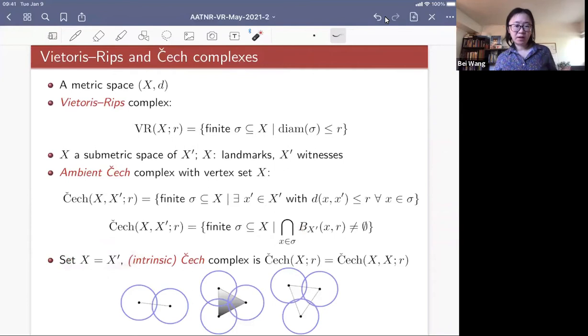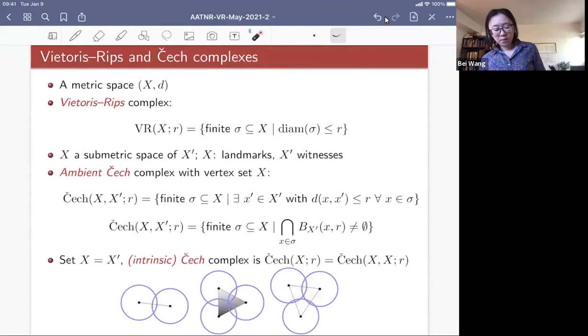So again, this is a classic picture. If I have balls of a certain radius and two of them intersect, there's an edge between them. For the Čech complex, if there's a three-way intersection, there's a triangle. For the Rips complex, if there is pairwise intersection, I'm going to put in the triangle as well.